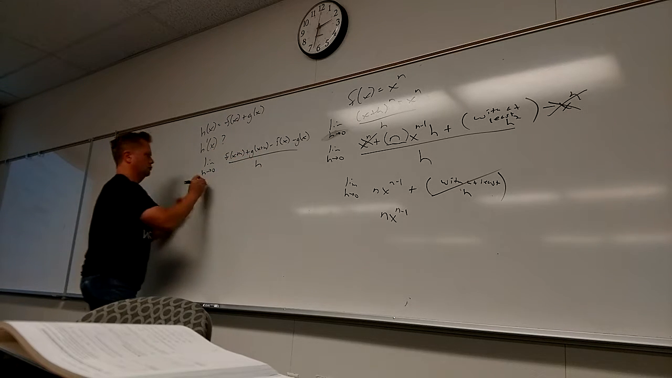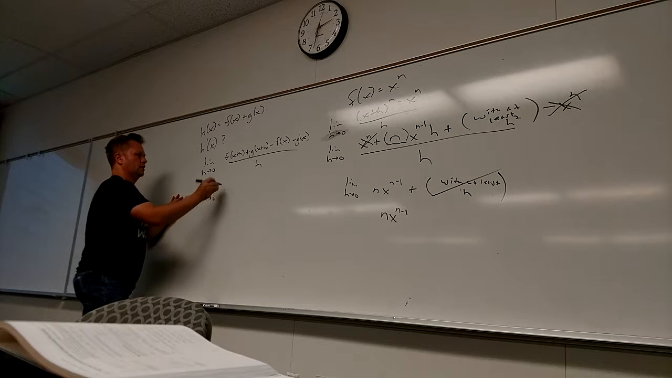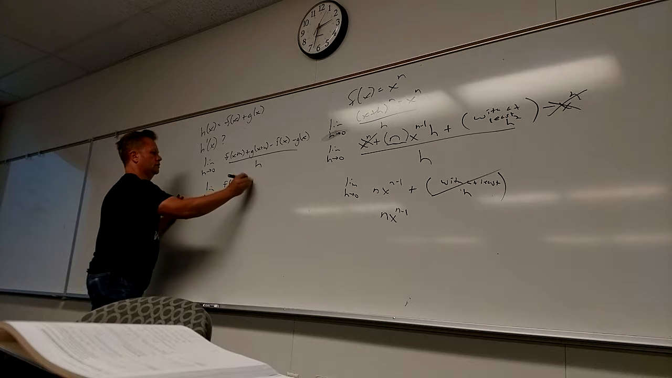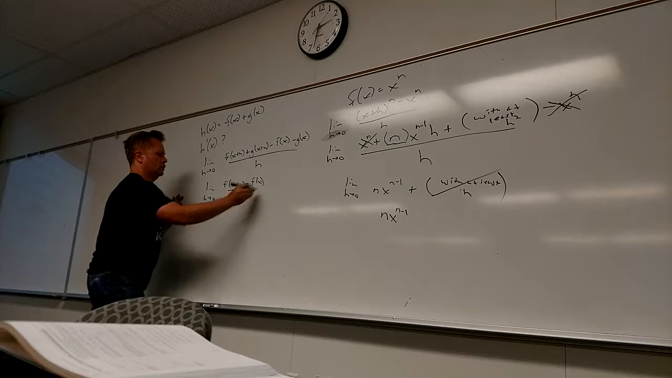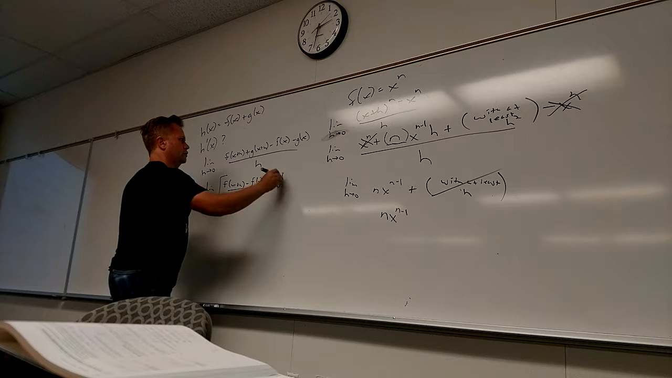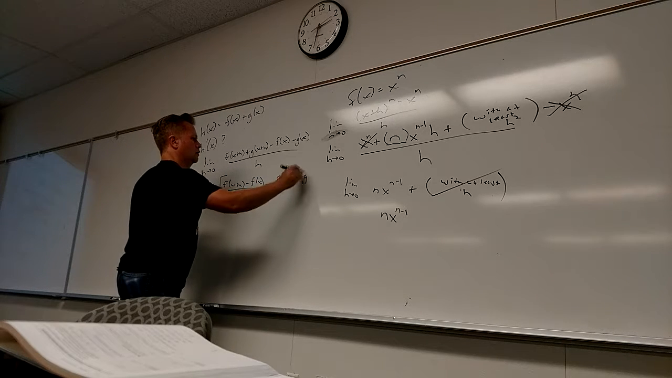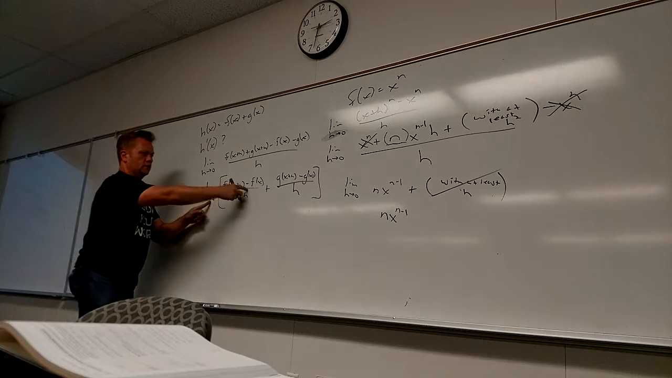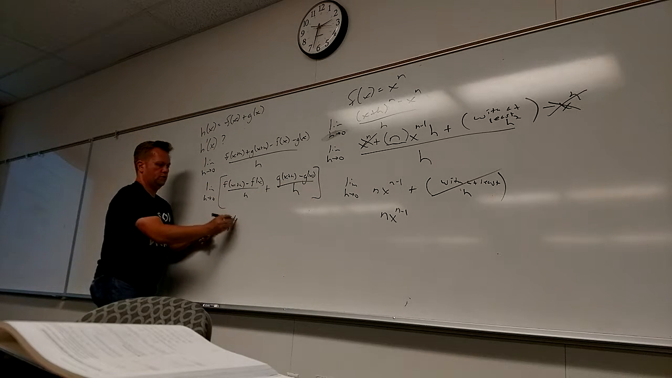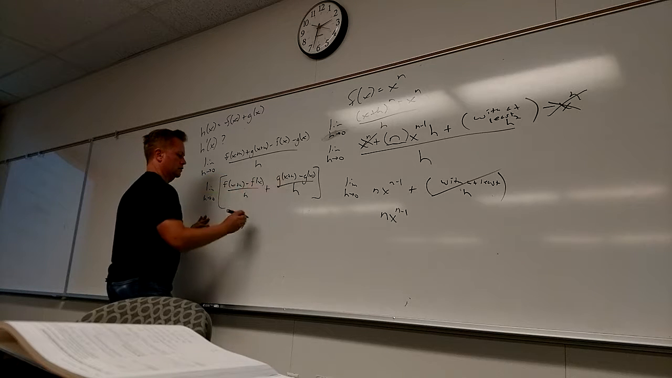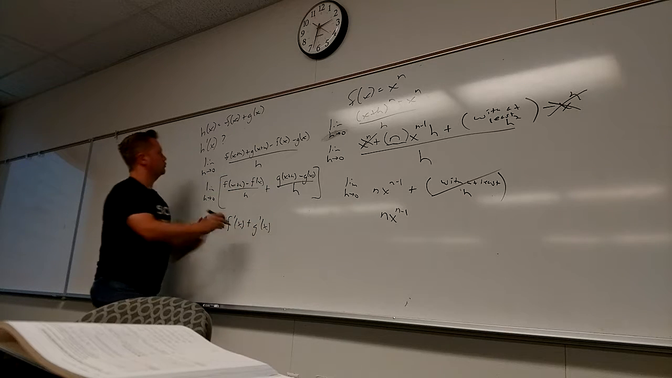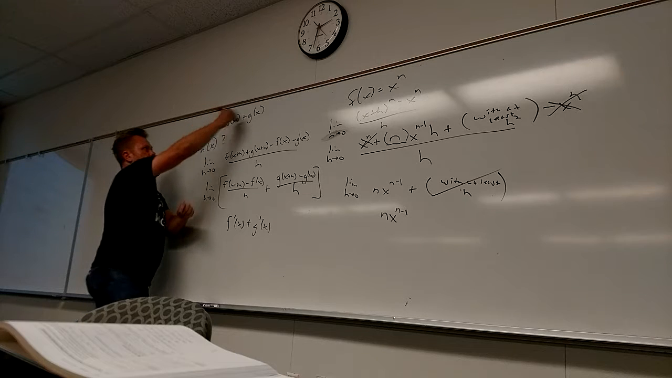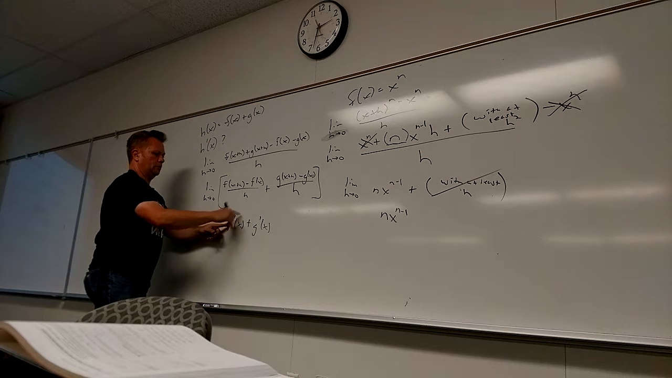But do you see how this is really easy to see that this is just all the f stuff over h plus all the g stuff over h. And what's the limit of this? That's just f prime. And what's the limit of this? That's just g prime. So the derivative of this, it looks like it distributes to both of them.